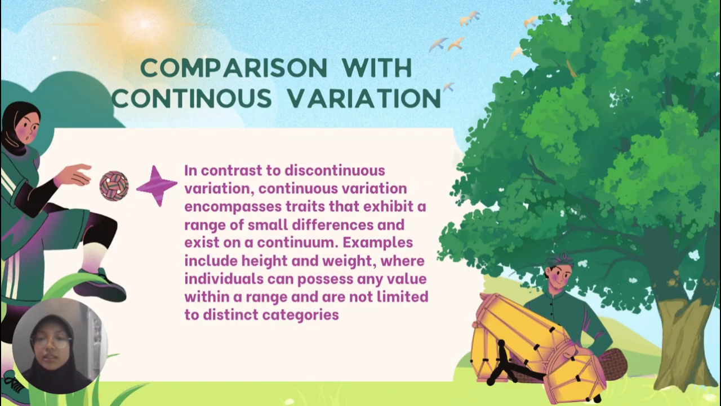So, the next slide is the comparison with continuous variation. In contrast to discontinuous variation, continuous variation encompasses traits that exhibit a range of small differences and exist on a continuum. Examples of continuous variation include height and weight, where individuals can possess any value within a range and are not limited to distinct categories. So I think this is it.